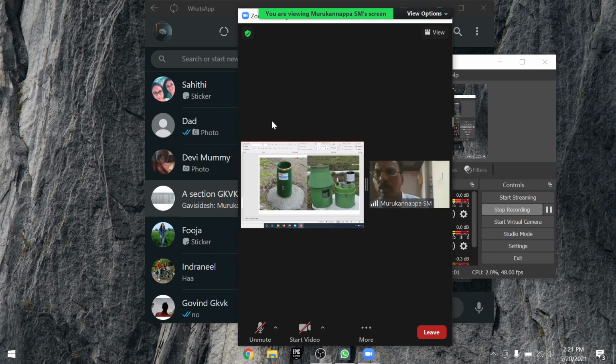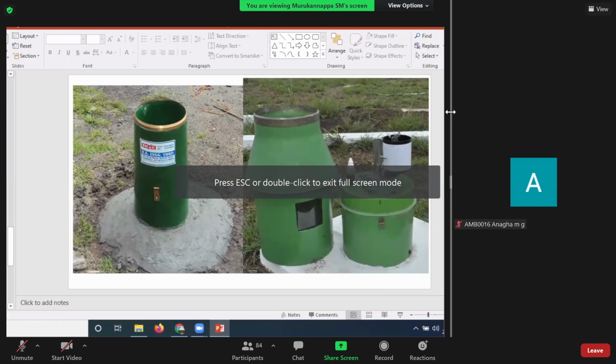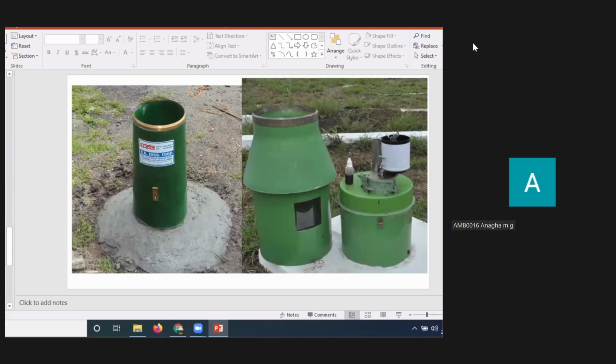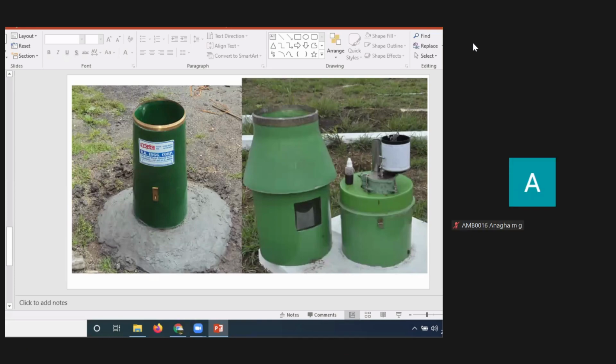Amount of rainfall, that is the amount of precipitation, in terms of depth. Depth, in usually which, what is the unit we have to use? Millimeter, sir. Millimeter. Okay.